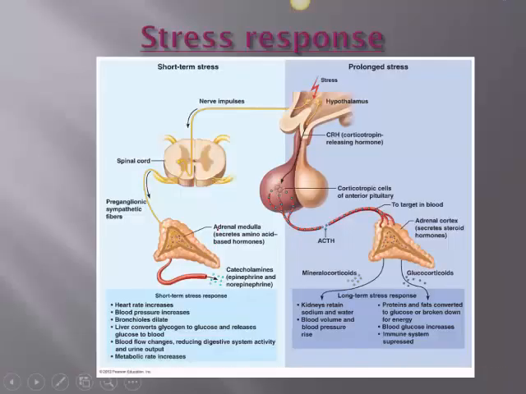So if you look at this, in short-term stress, it's epinephrine and norepinephrine which is released, but in prolonged stress, it's the cortisol which is released. Why do you think that epinephrine and norepinephrine are released first in short-term stress? Yes, it's the fight or flight, but there's a reason why that is.